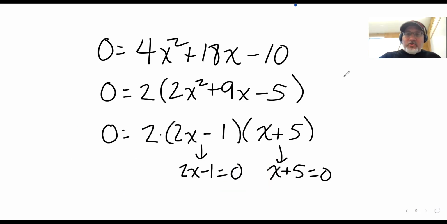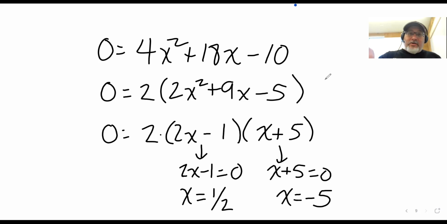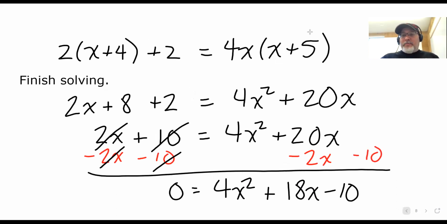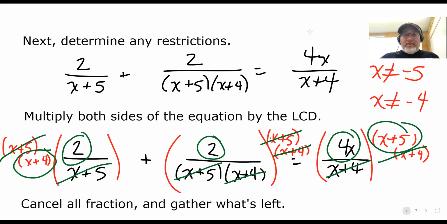My 2 solutions are, oops, let me take the line thickness down. My 2 solutions are x equals 1/2. I'm going to assume you can solve 2x minus 1 equals 0, and x equals negative 5. So it was quite the journey. But a lot of these rational equations are, because they often turn into quadratic equations because we have to do some multiplying to cancel stuff. Multiplying creates powers, but at least we're done.